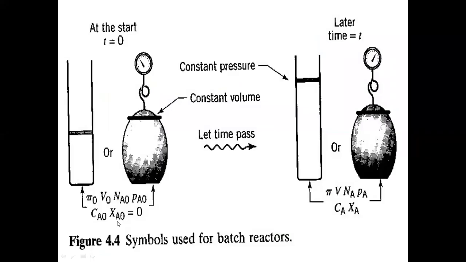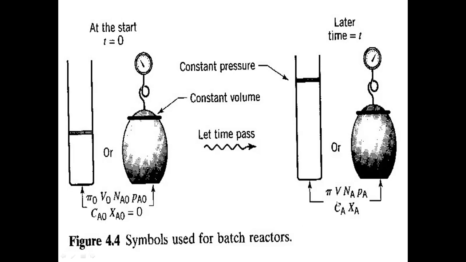Now, this is your batch reactor from Levenspiel. That's the way he represented it. So you have the πO. You know πO, that's the total pressure of your system. If you have a gaseous reaction, VO is your initial volume. NAO is your initial number of moles. PAO is the initial partial pressure of A. And CAO is expected to be zero at time equal to zero, at the start of the reaction because, of course, it's expected that nothing yet was converted.